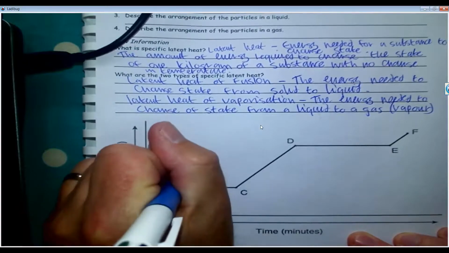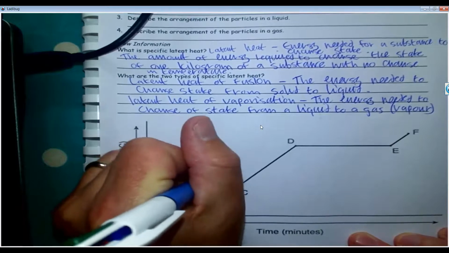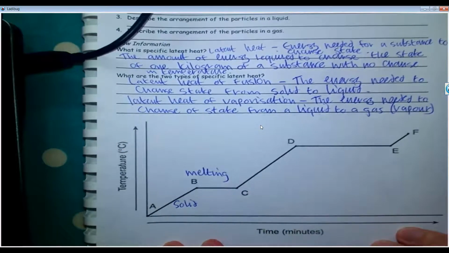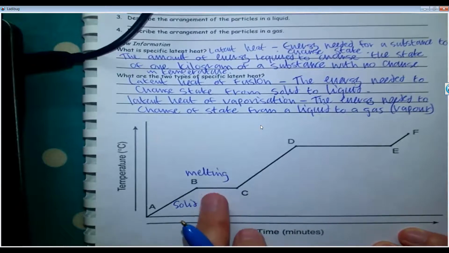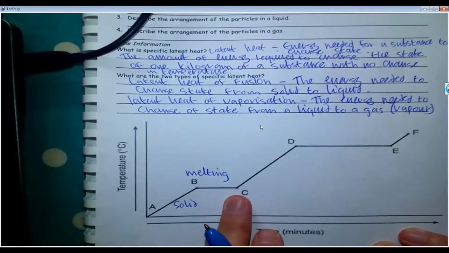And between B and C, the solid is melting. The reason why the temperature doesn't go up is because of this latent heat of fusion. That's the energy needed to cause it to change from a solid to a liquid.